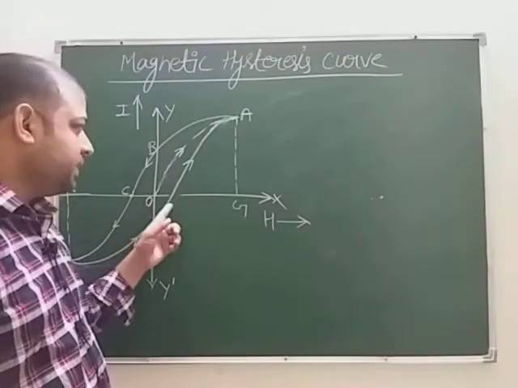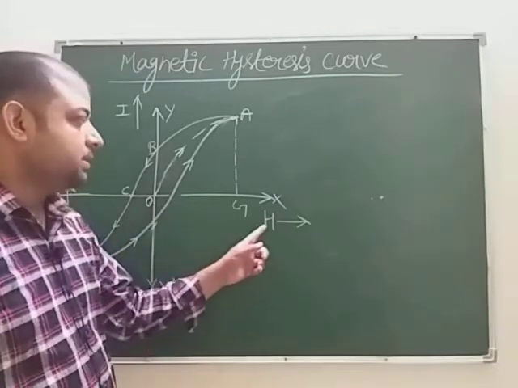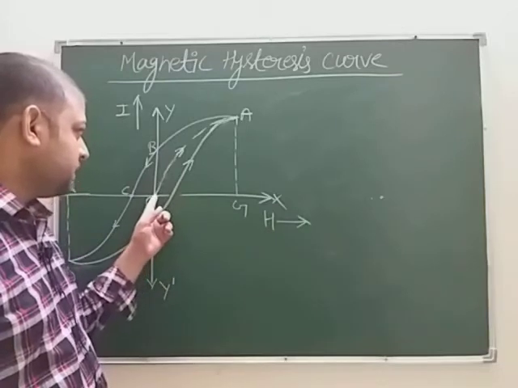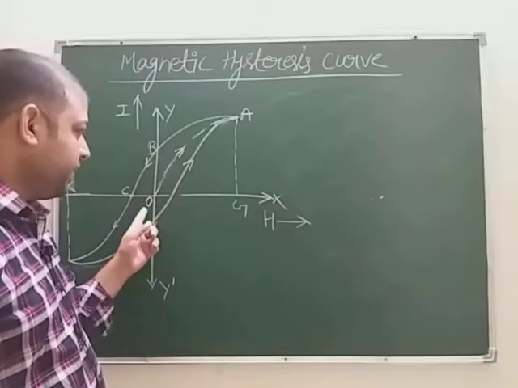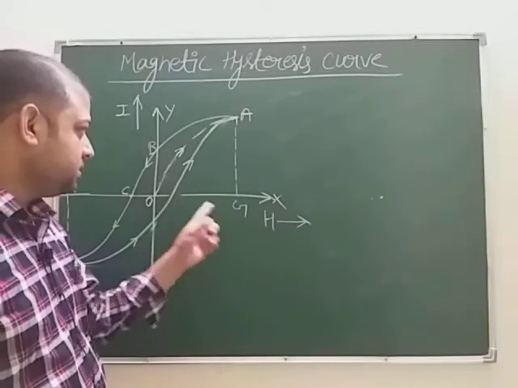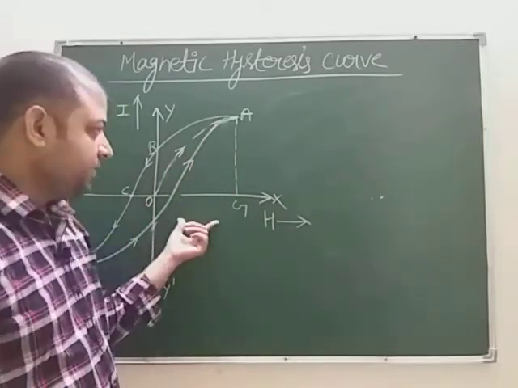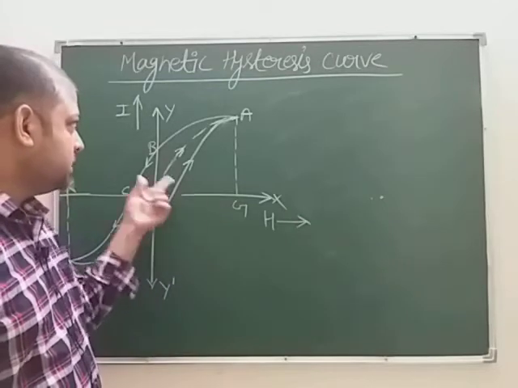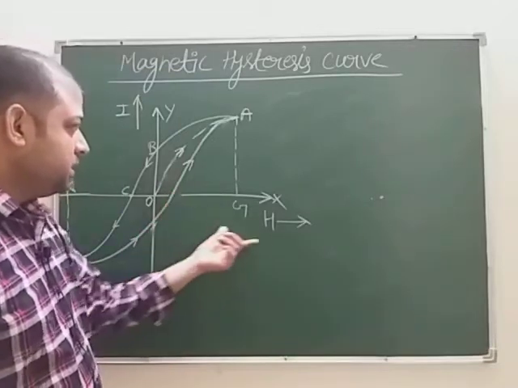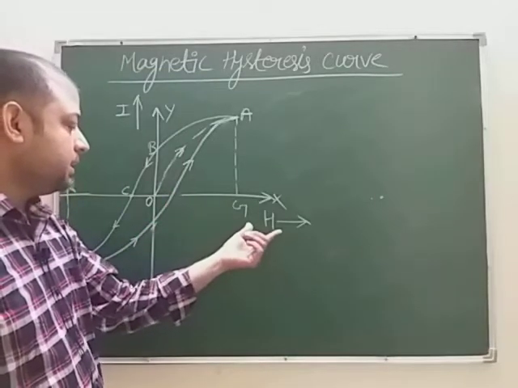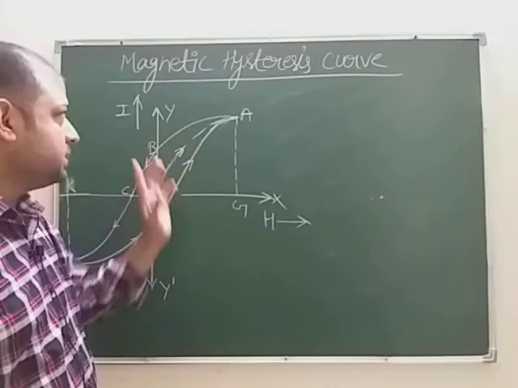First of all, when we increase the magnetizing field, the graph moves according to the curve OA, from O to A. It means if we increase the magnetizing field H, the intensity of magnetization also increases. But after some time, if we increase the magnetizing field, we will notice that I will not increase. I will become constant at some value.